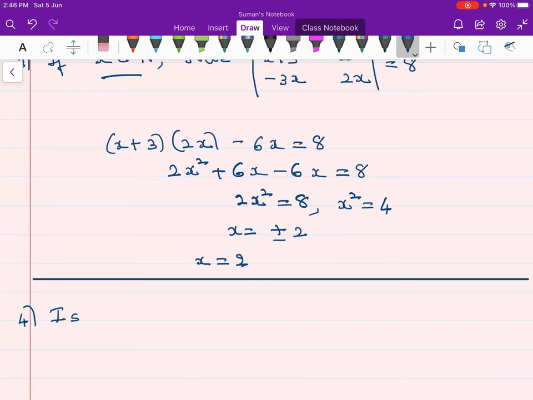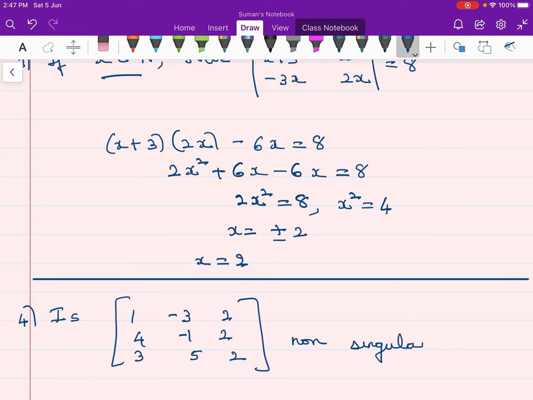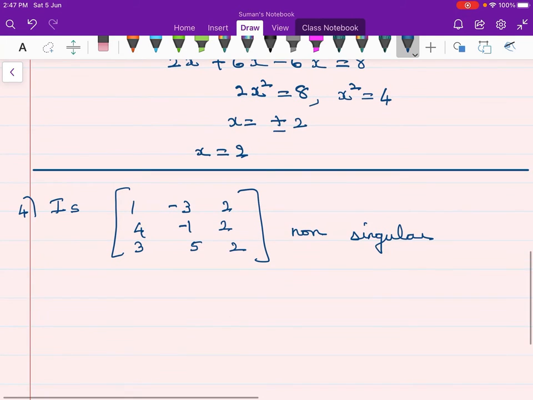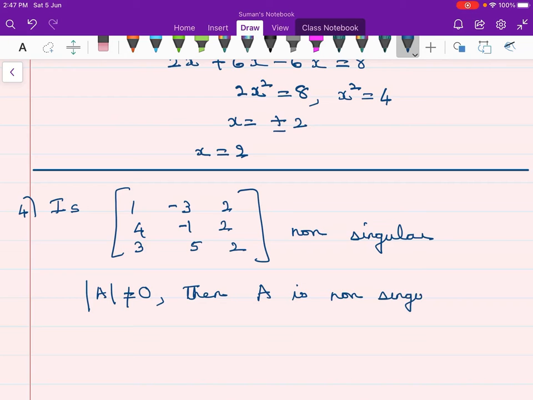Is this matrix non-singular? Now when is a matrix non-singular? If the determinant of A equal to 0, then A is singular. Or if determinant A is not equal to 0, then A is non-singular. So I'll start by calculating determinant of A.